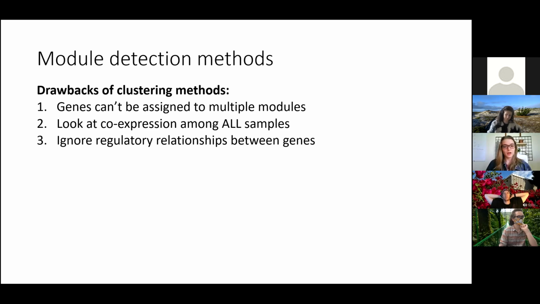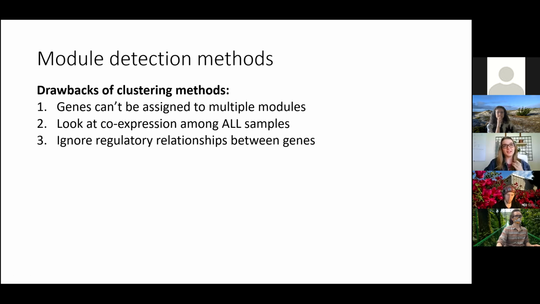Samples will show some patterns of co-expression in genes, and when we use clustering, it can't pick up those subsets of samples. And third is that these clustering methods tend to ignore the regulatory relationships between genes, like transcriptional regulation. So the first two drawbacks are basically solved by methods such as ICA decomposition and biclustering. And then you have network inference methods that try to solve that third problem of clustering.